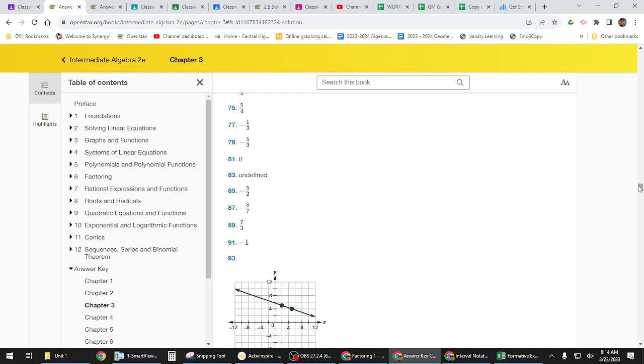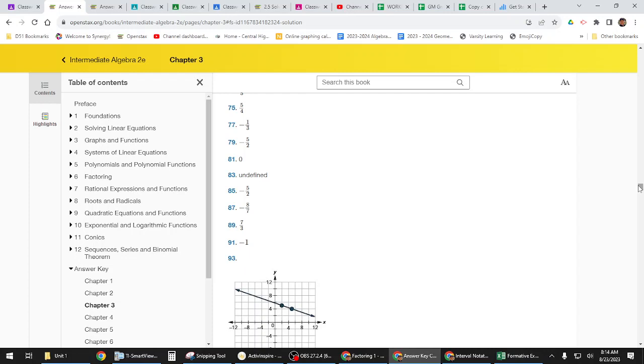So, there's 85 and 87. I know they're small. 85 was negative 5 halves. 87 was negative 8 sevenths. Leave them as fractions. It's totally fine to do that. Any questions on either of those two? Do we need to do either one?